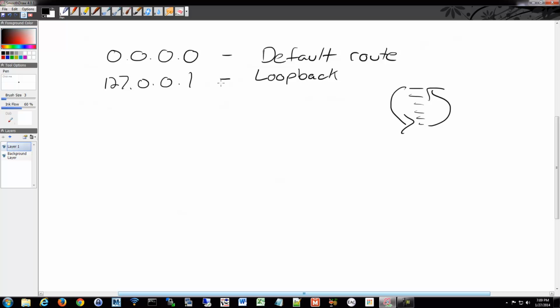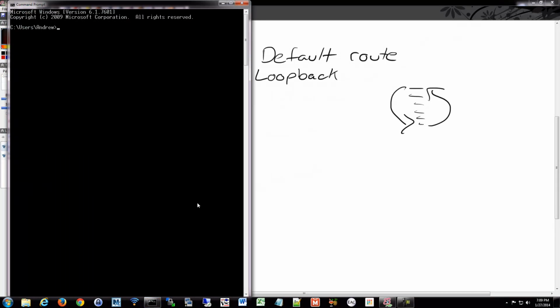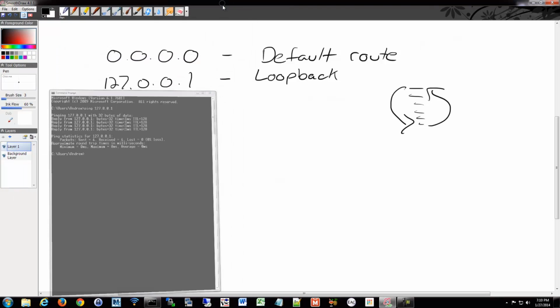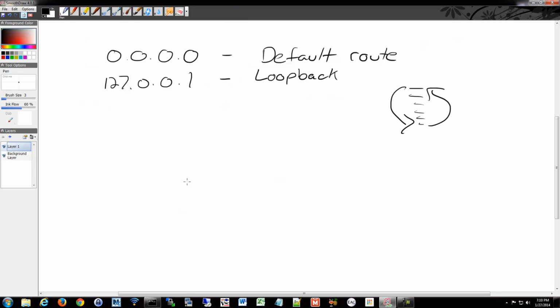So if you're on your own system, I can ping myself. So that pings myself. And it goes up and down through the layers of the network stack and makes sure everything's working correctly. It's a great way of testing to make sure your local network card, your drivers, and your operating system are all working correctly.